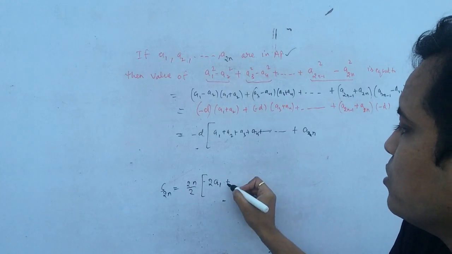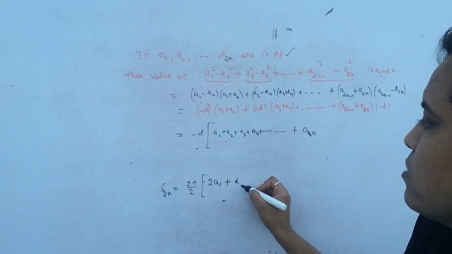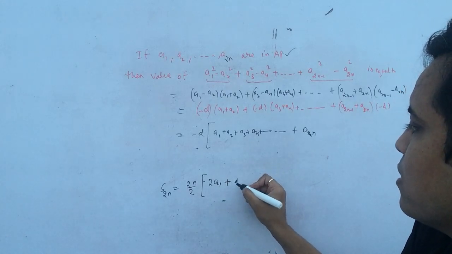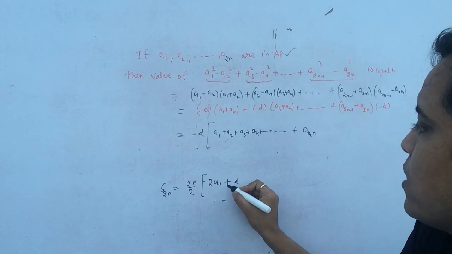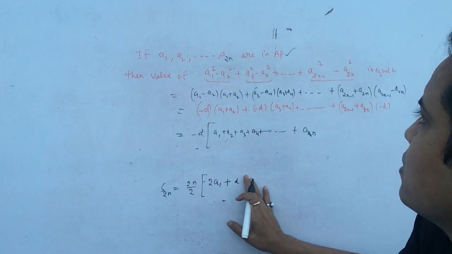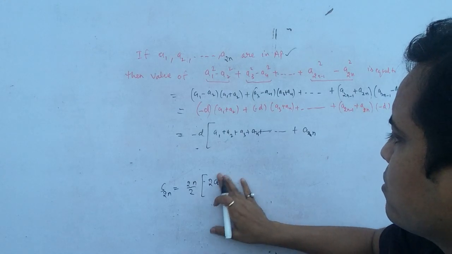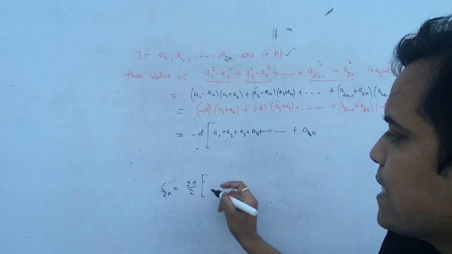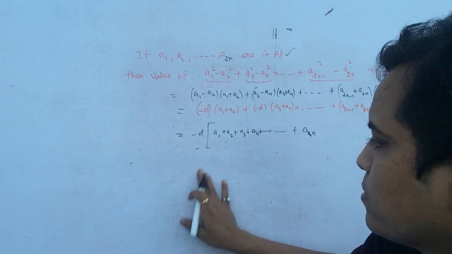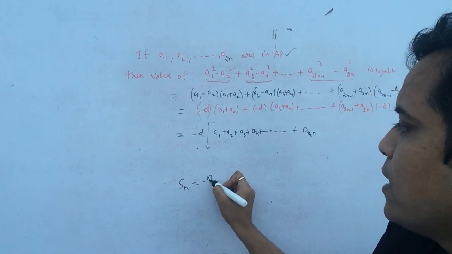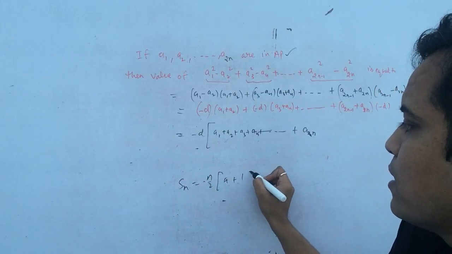What is d? Suppose d is d only, a1 plus d n minus n, what is n? 2a plus n minus 1 into d. Sorry, what is Sn? Sn is a, write the formula first. Sn is equal to n by 2 into a plus l, okay, alright.